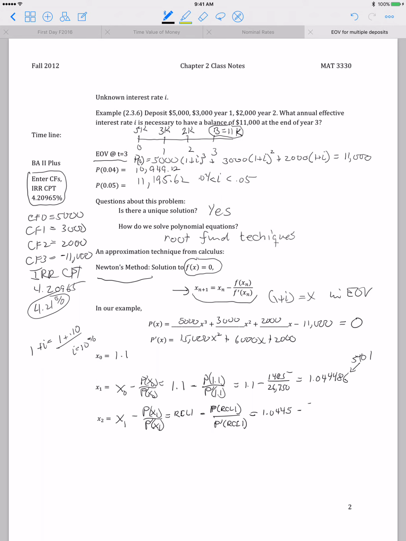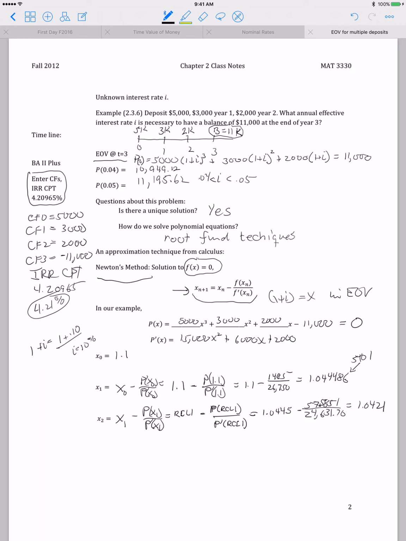The polynomial evaluated at that interest rate is 57.5851. And the derivative evaluated at that interest rate is 24,631.70. So then there's a lot of arithmetic to do there that I did beforehand that you need to verify so that you can do that on your calculator. And at least to 4 decimal places, I come up with 1.0421.